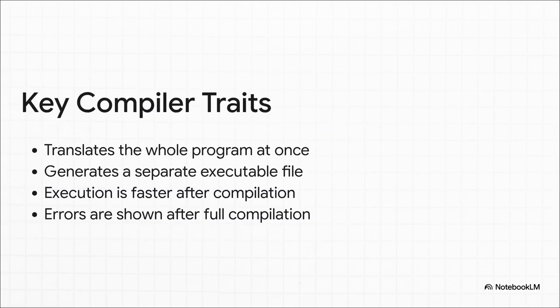So doing all this work up front has some major trade-offs. The big payoff? Speed. Because the translation is already done, the final program runs incredibly fast. But here's the downside. You won't know if you made a simple typo on line 5 until the compiler has already tried to read all 5,000 lines of your code. It just gives you one big list of all the errors at the very end.